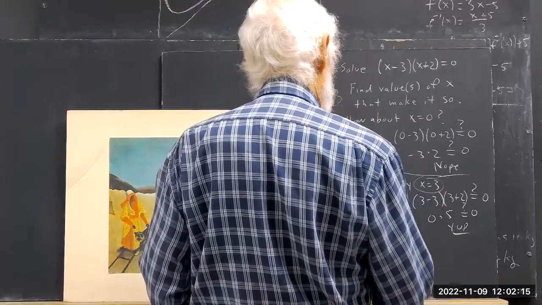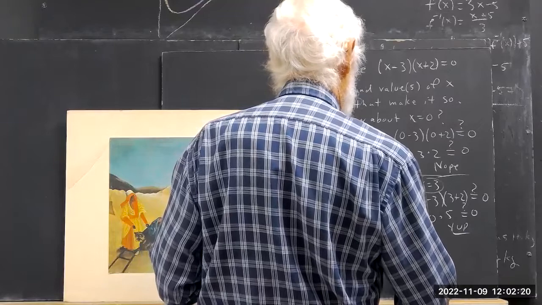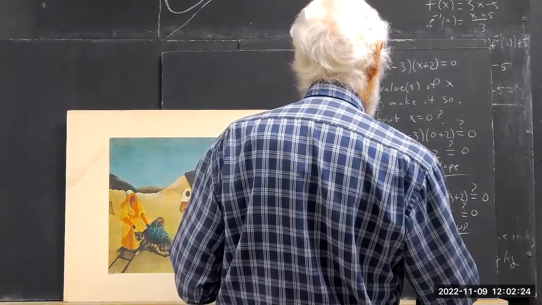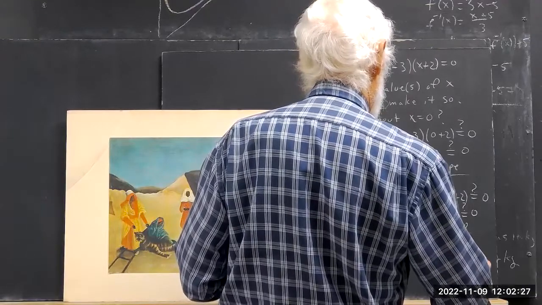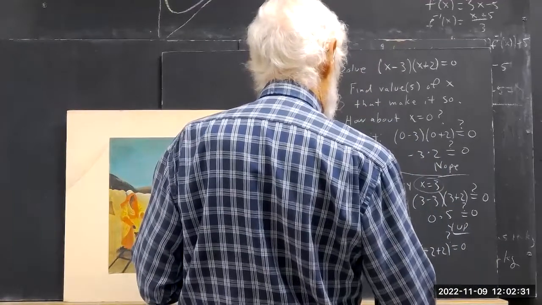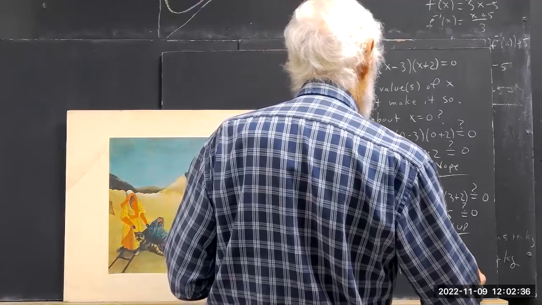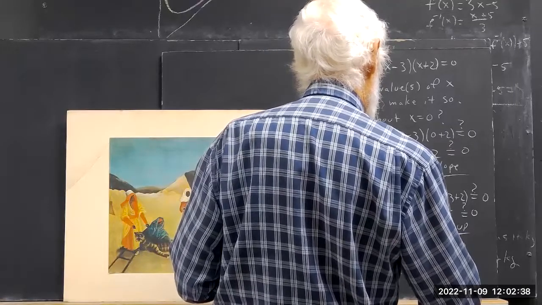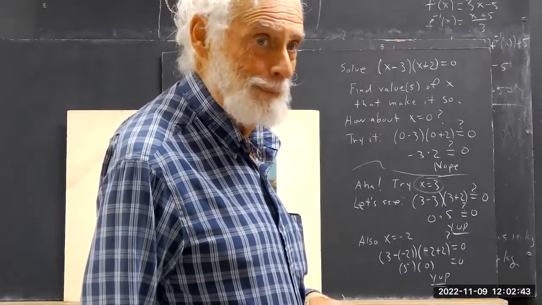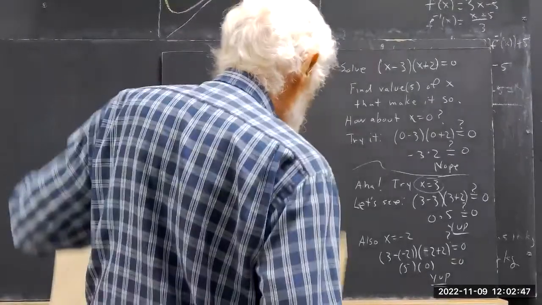Also, x equals -2 because 3 minus -2 times -2 plus 2. That equals 0. Well, this is 5 times 0 equals 0. Yep. Okay. Okay. So that's easy.